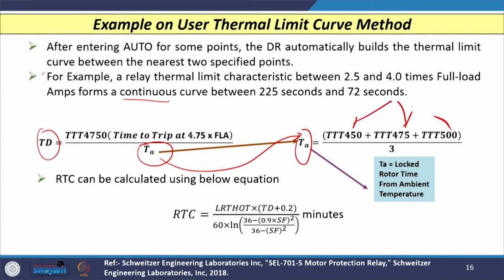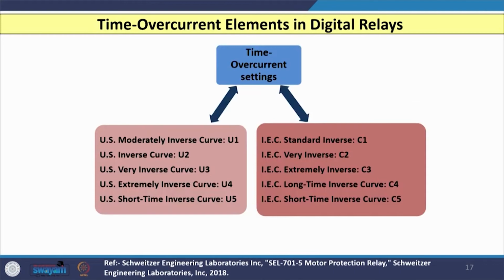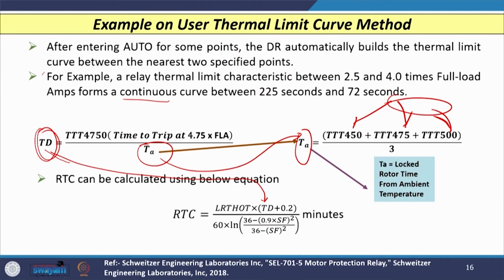So, these are the 3 different values of FLA, and you are just averaging them, and in this way you are calculating the TA. Once TA is available, you can have the value of TD, and that TD you can use here for the calculation of the value of RTC. In this way we can easily calculate the value of RTC using the user thermal limit curve method.